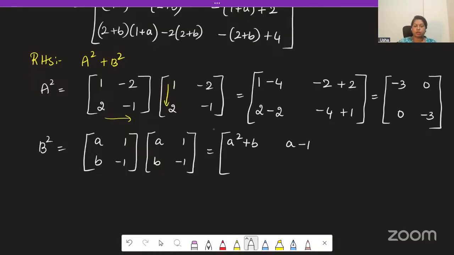Next we have b into a is ab. Minus 1 into b is minus b. Then b into 1 is b. Minus 1 into minus 1 is plus 1. No further simplification. That's all is b square.